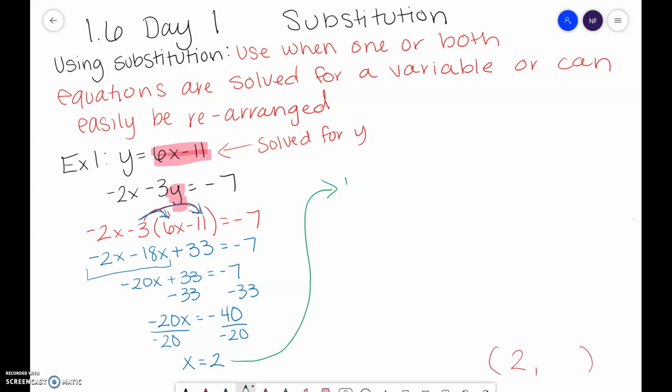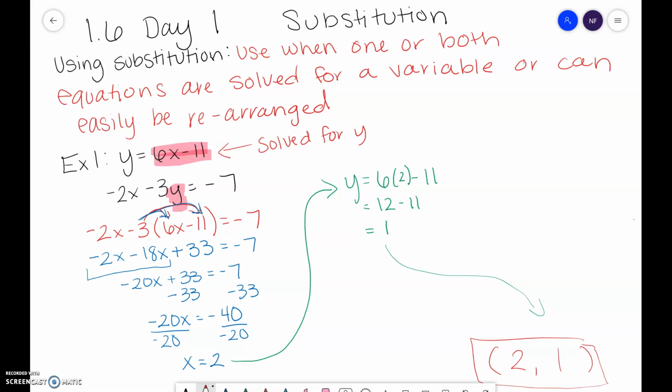So I'm going to go ahead and plug into the top one. So we have this one here, and we're going to plug it in here. So instead of our x, because we know x is 2, we're going to plug in 2. So then 6 times 2 is 12 minus 11 would give us 1. And so then we just write that there. And then this is our final answer for this example.